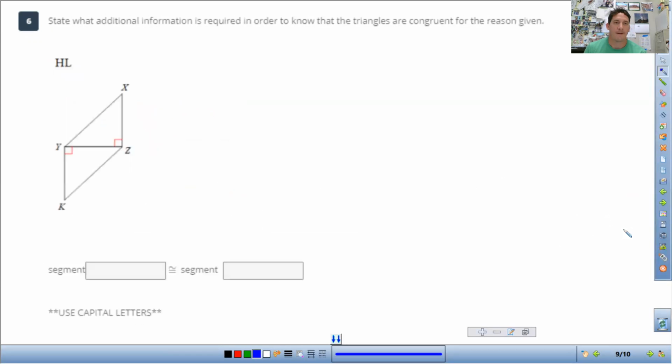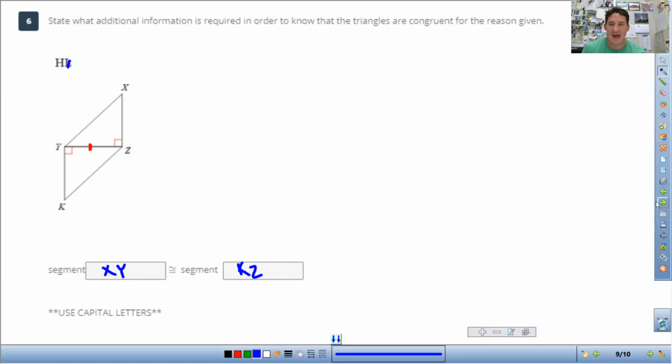Two more. Remember, when things aren't marked off, look for things like if they share a side that you know is congruent. So this side, I'll actually mark that off in red. This side that they share, YZ, is congruent to YZ. That is a leg, not the longest part. So again, we know a leg, and we're missing the hypotenuse for hypotenuse leg. So segment XY is congruent to segment AZ.